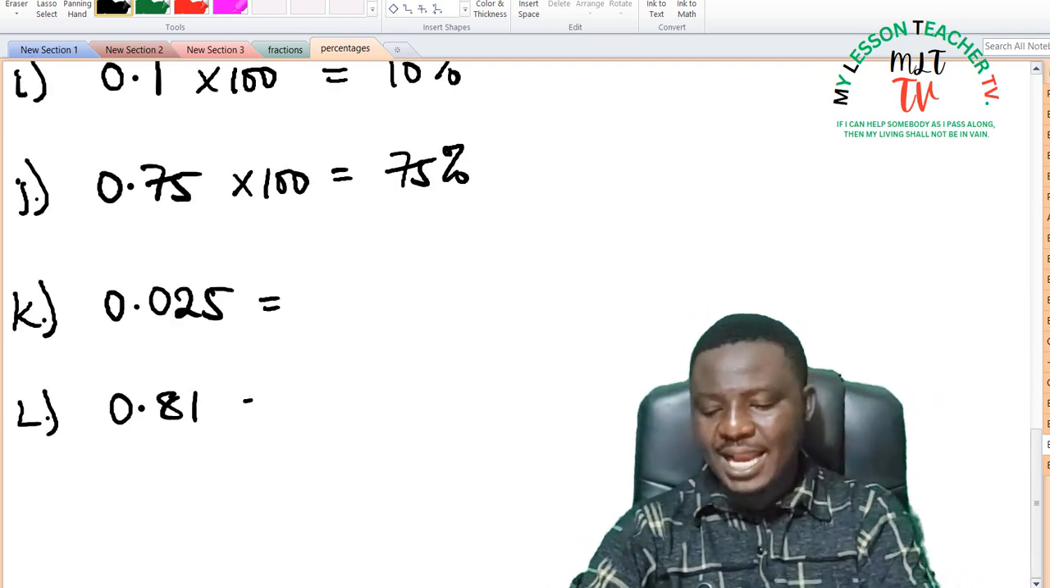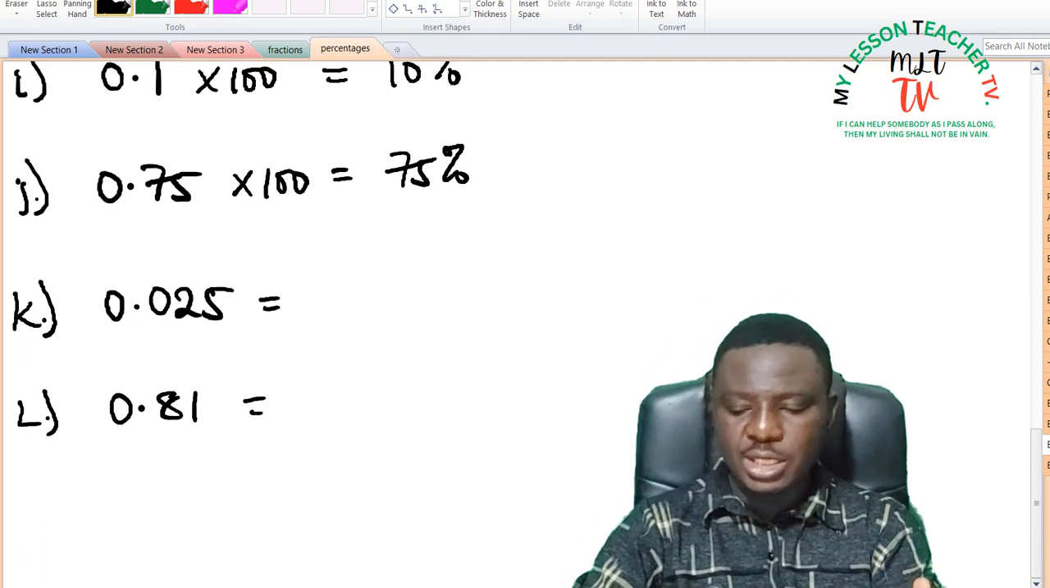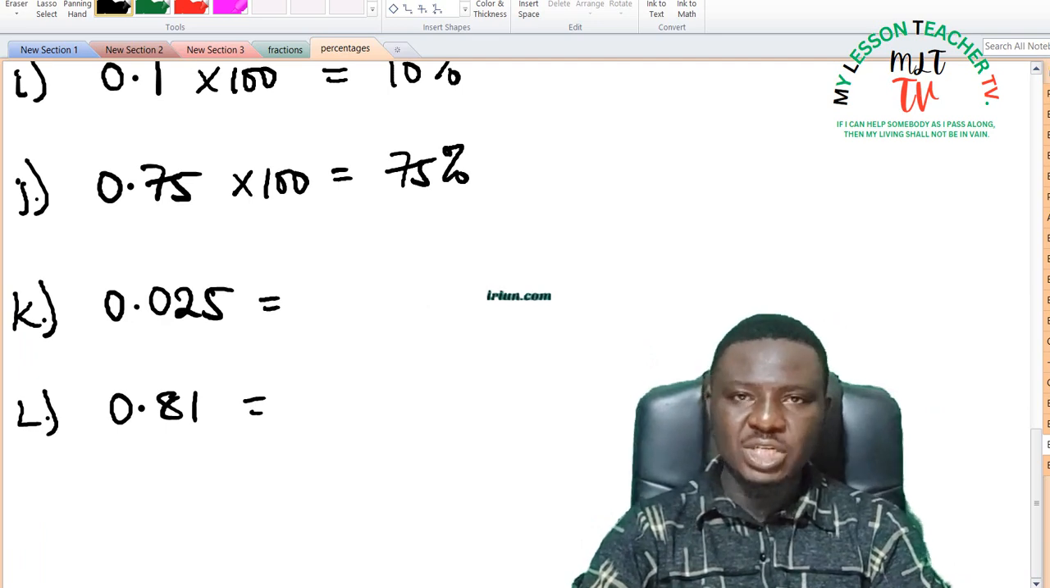I'm going to leave K and L for you to solve as an assignment. All you need to do is to multiply them by 100 and express it as a percentage.